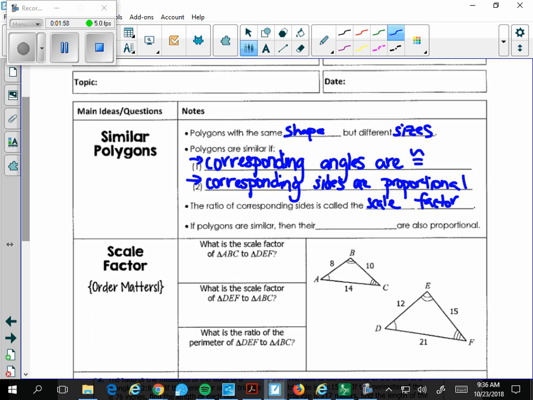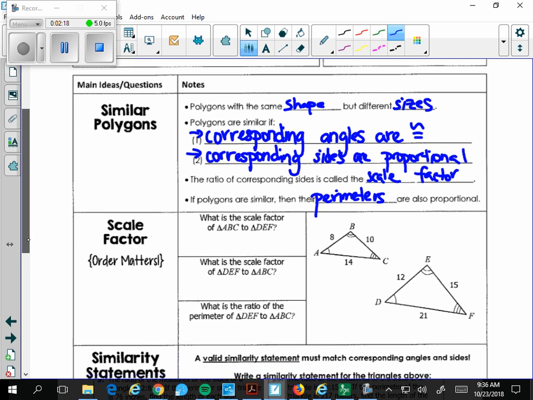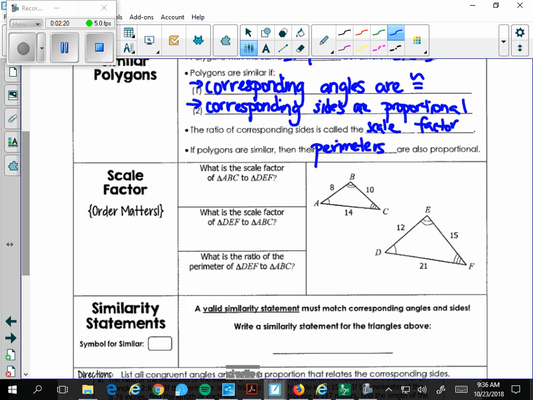Like we set up above, if polygons are similar, then their perimeters are also proportional. That makes sense because if all of my sides are proportional, remember perimeter is all the sides added together, so those perimeters are also going to be proportional. So let's take a look at the scale factors.